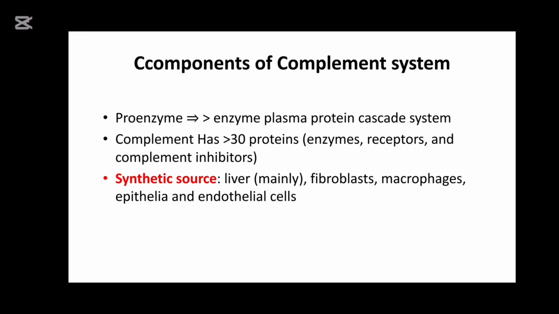This system is inactive. The complement has about 30 proteins. These consist of enzymes, receptors, and the complement inhibitors. Okay. So now we want to also look at the synthetic sources. Where is the complement system made? The complement system is made by the liver mainly. It's also made by the fibroblasts, macrophages, epithelial and endothelial cells.